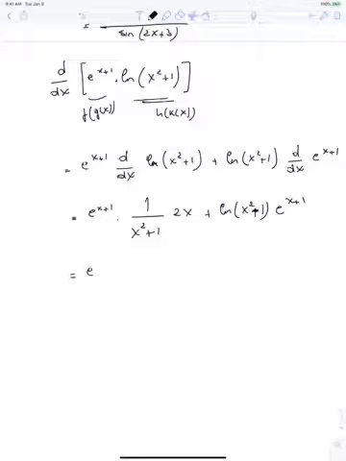Now if you want, you can factor out e power x plus 1. And we're left with 2x divided by x squared plus 1 plus the log of x squared plus 1.